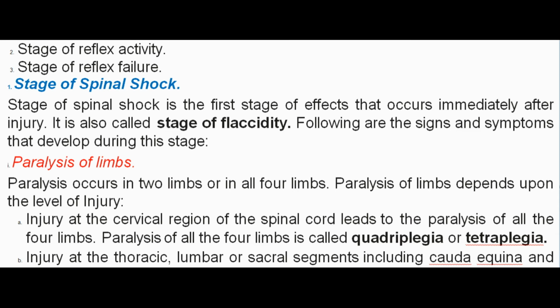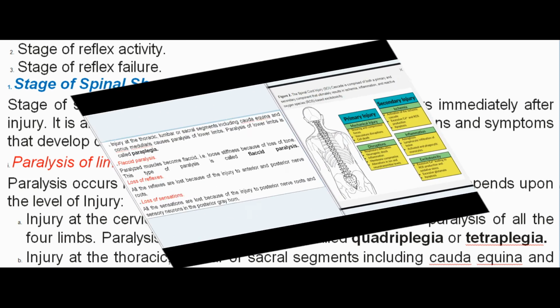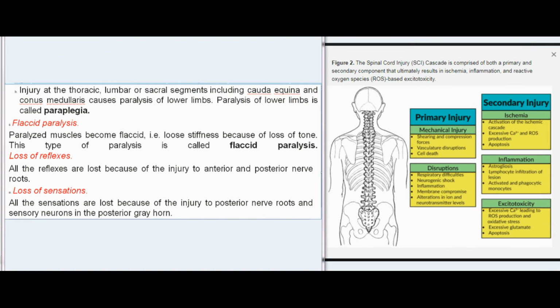Following are the signs and symptoms that develop during this stage: paralysis of limbs. Paralysis occurs in two limbs or in all four limbs. Paralysis of limbs depends upon the level of injury. Injury at the cervical region of the spinal cord leads to the paralysis of all the four limbs. Paralysis of all the four limbs is called quadriplegia or tetraplegia. Injury at the thoracic, lumbar, or sacral segments including cauda equina and conus medullaris causes paralysis of lower limbs. Paralysis of lower limbs is called paraplegia.